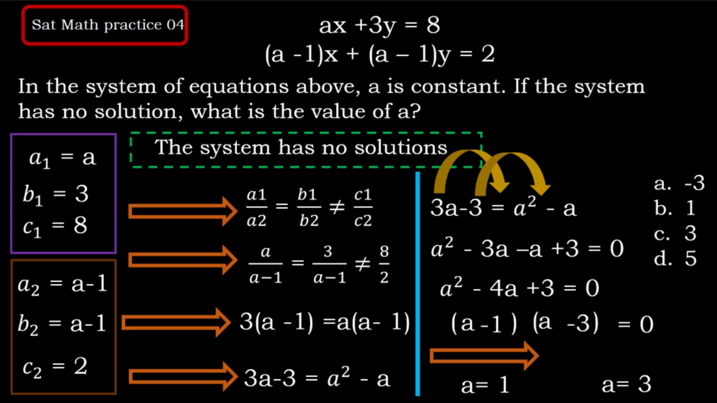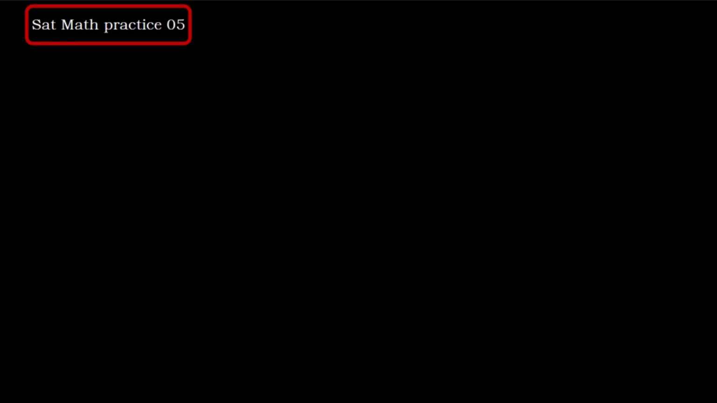But we can check the numbers here. We have two values, 1 and 3, and we have 1 and 3 in the choices. Which one is correct? If we plug in 1 in the second equation, a minus 1 will be 0, so we will not have an equation here. So we substitute by 3. So what is the correct answer? A equals 3, so the answer option is C.